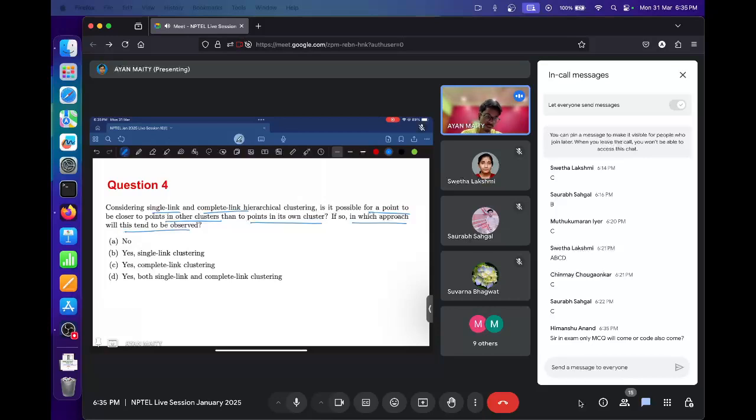Himanshu Anand is asking, in the exam, will only MCQs come or will code also come? That I don't know. The final exam question papers are created by the instructors, so only they will be able to tell you. You can ask in the discussion forum, where the instructor or the regular TAs will be able to answer your queries regarding the exam.